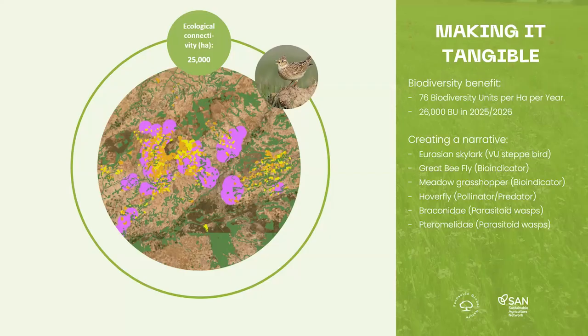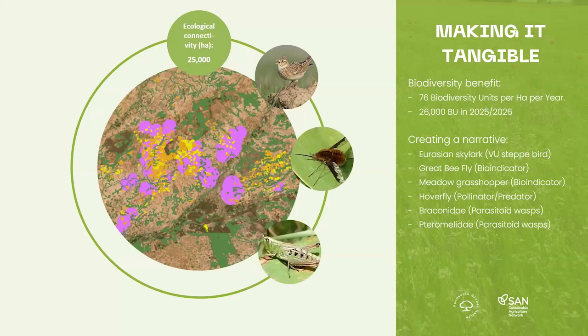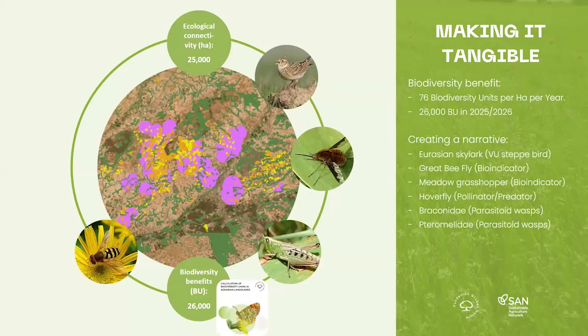So, for example, there are endangered steppe birds, such as the Eurasian skylark, categorized as vulnerable, that you can see there. The activity of that species is significantly higher in the places in which we work compared to business as usual situations. Great bee flies, bioindicators and pollinators, meadow grasshoppers, a specific species which is an indicator of steppe habitat health. There you can see the methodology.